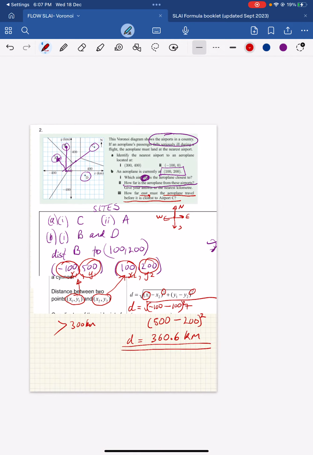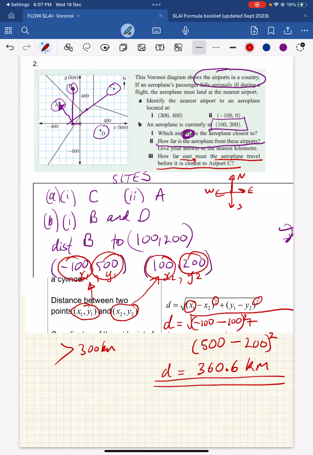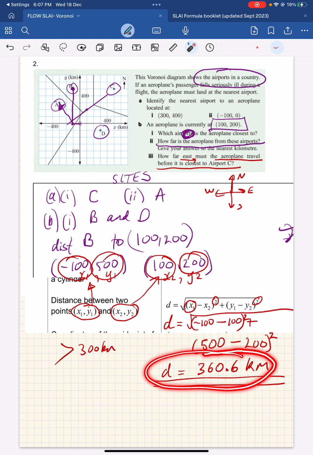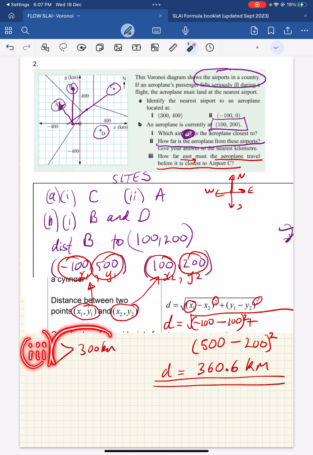Okay, so there's your answers. Let's highlight them so you can cross-check one more time. First answer C, then A. We've got B and D here. Then the distance formula for 360, and then the final part was part 3 here, greater than 300 kilometers.